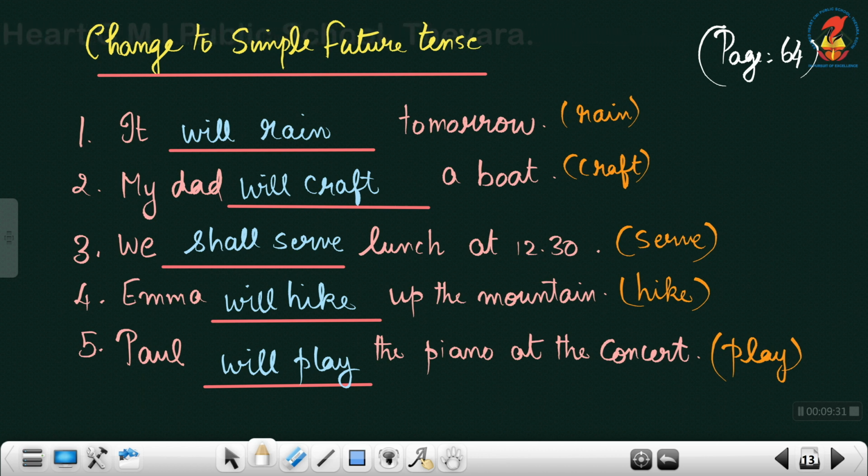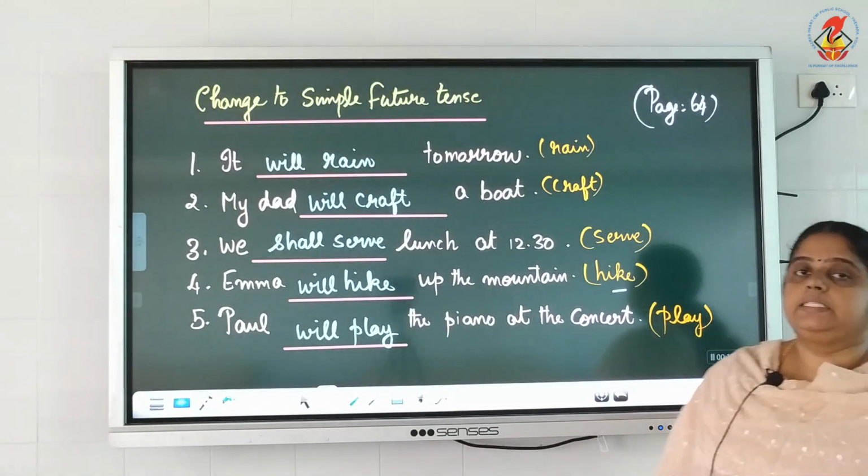Then the third one is given, serve. Since the subject is we, we use shall. We shall serve lunch at 12:30. Okay, you have to write the PM. We shall serve lunch at 12:30 PM. Then the fourth one, Emma dash up the mountain. Hike is given. So, Emma will hike up the mountain. And the last one is Paul dash the piano at the concert. Play is given. Paul will play the piano at the concert.